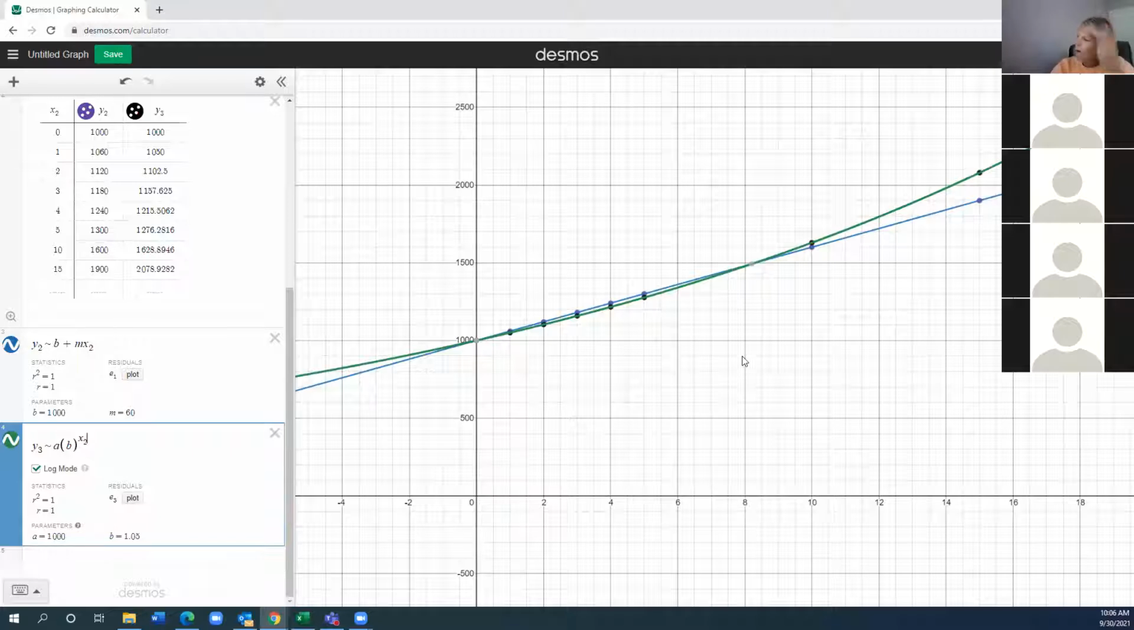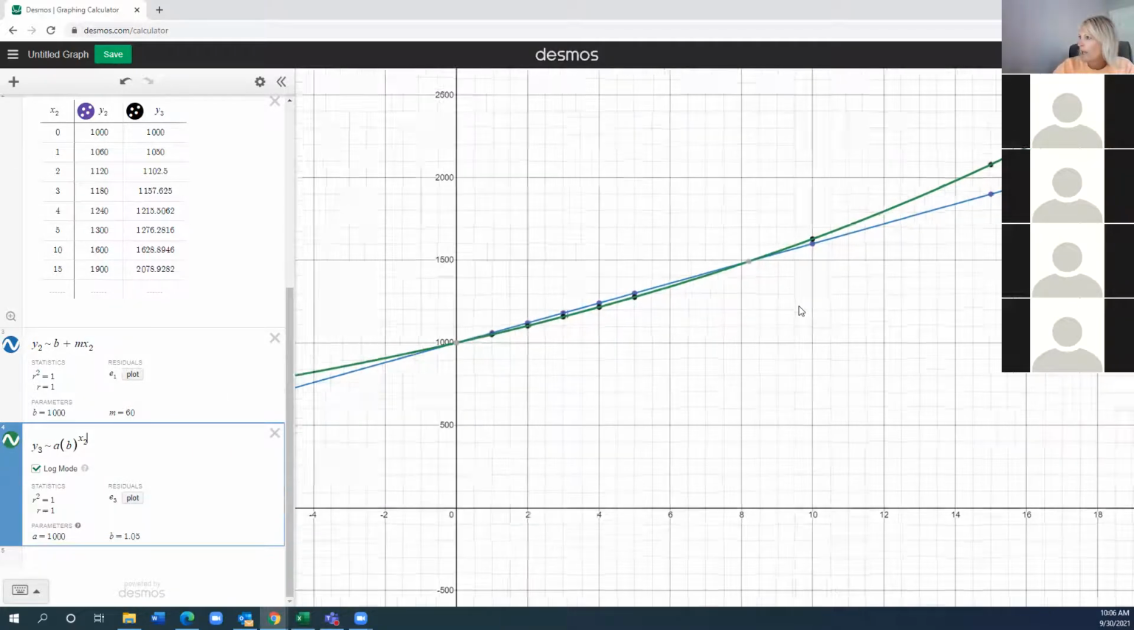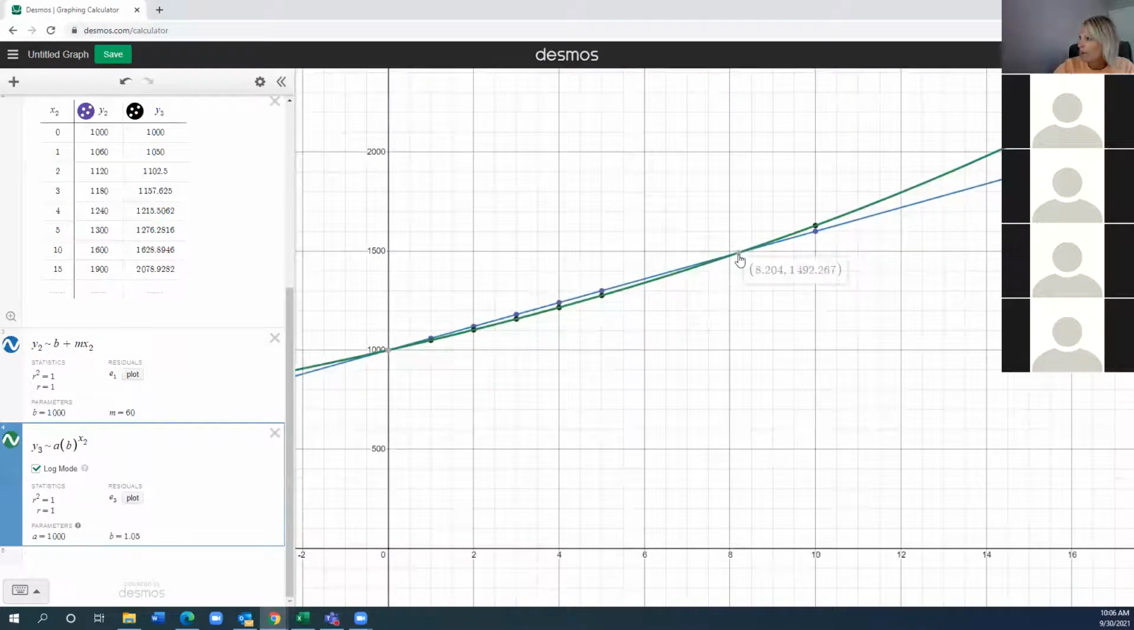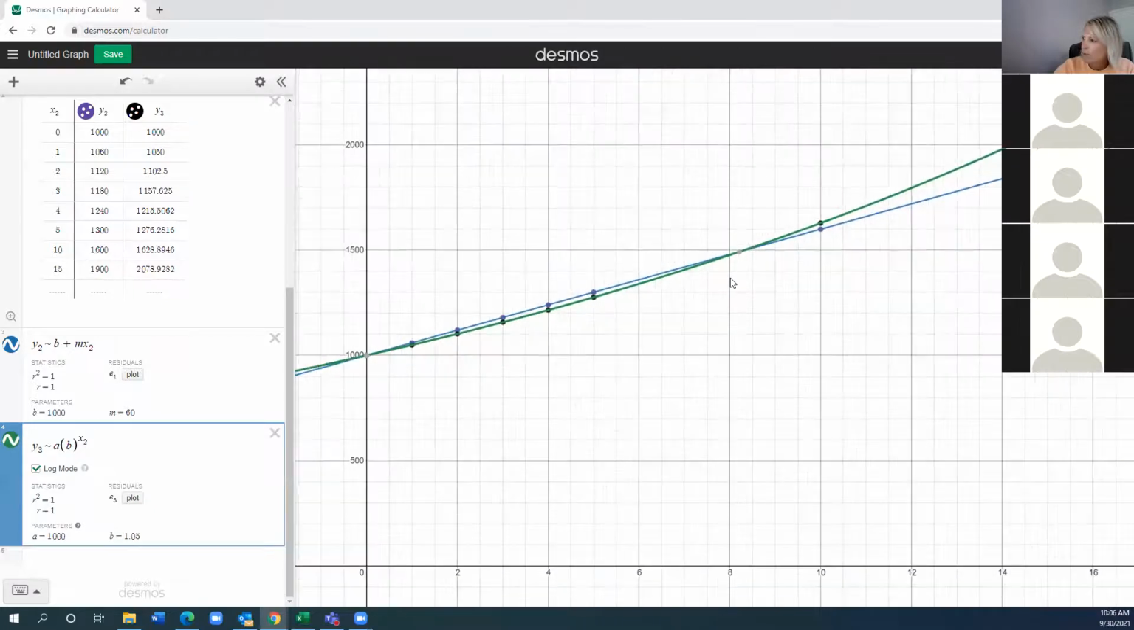And so now, does everybody see where it drew a solid line for the blue and the green? And I can zoom in and I can find out where they intersect. And it's right there. It put the point of intersection. And Brandon was right. It was between year 8, so 8.2, and the amount was 1492.267. And we're going to do some of this intersecting, not using equations, not using algebra. That's the cool thing, is we're letting Desmos do the work. It's super amazing.